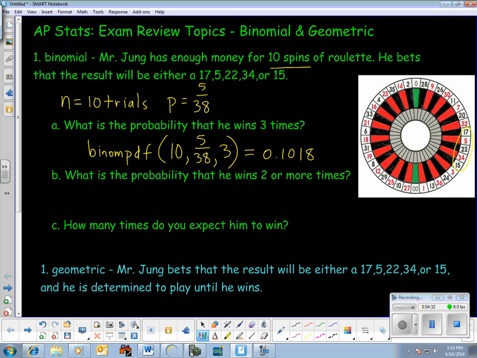There's about a 10% chance that I will win 3 times out of the next 10 spins. All right, that's a straightforward binomial. All right, 2 or more. If we start to combine them together, we're going to want to use CDF. Now, 2 or more is saying this.